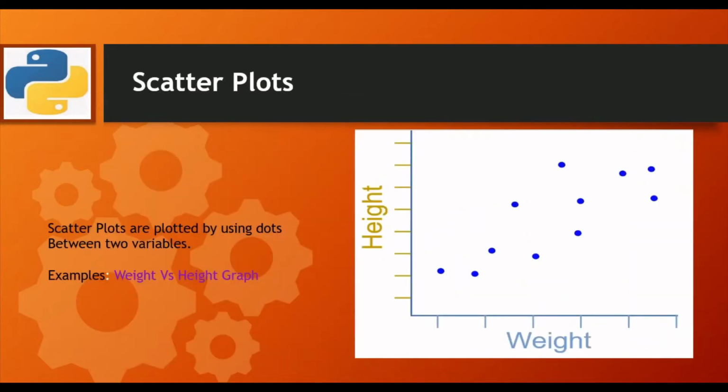The next one is the scatter plots. So scatter plots are actually used to show the dots between the two variables. So let's assume that I want to plot the scatter plot between the weight and height. The given plot shows the scatter plot between the two variables. By the end of this presentation, we will execute some examples by using PyCharm.